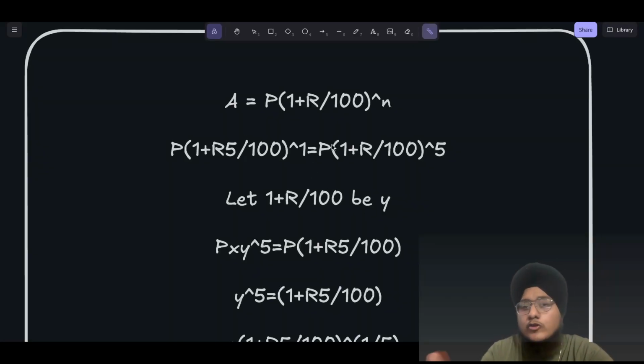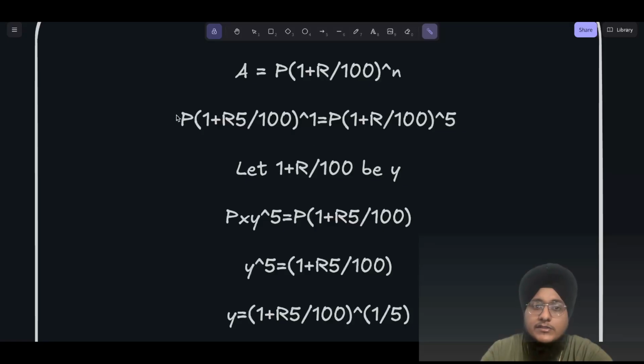So the final amount is same, right? So P into 1 plus R5, the return for 5 years, upon 100 to the power 1, right? Will be equal to P into 1 plus R by 100 to the power 5. R here is return per year, average return per year. So bear with me for this calculation. The end result is rather good and it would really help you.